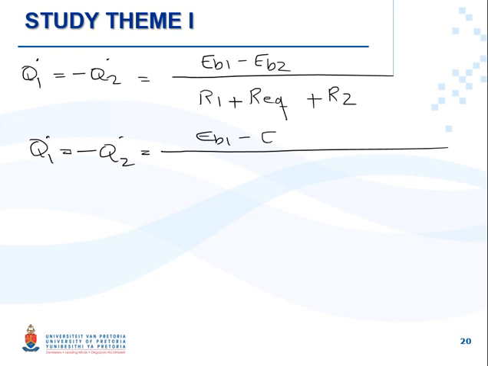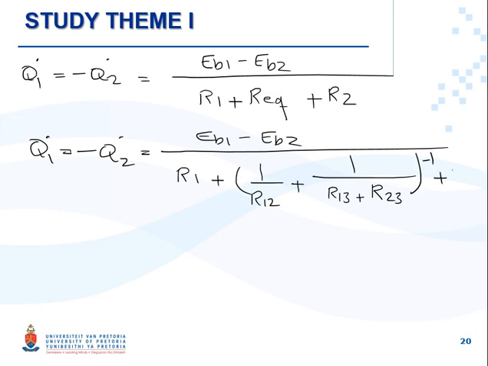EB1 minus EB2, over R1 plus R12, R13 plus R23, minus 1, plus R2. Okay, so R1, R2, both of them, they are surface resistances. R12, R13, and R23, all three of them are space resistances. So we just write it down.